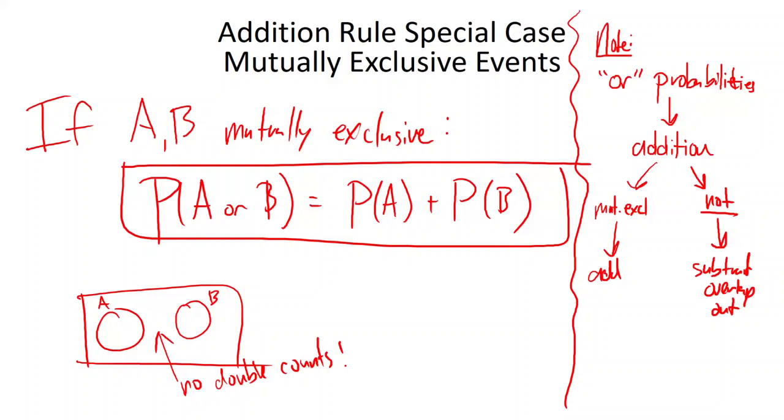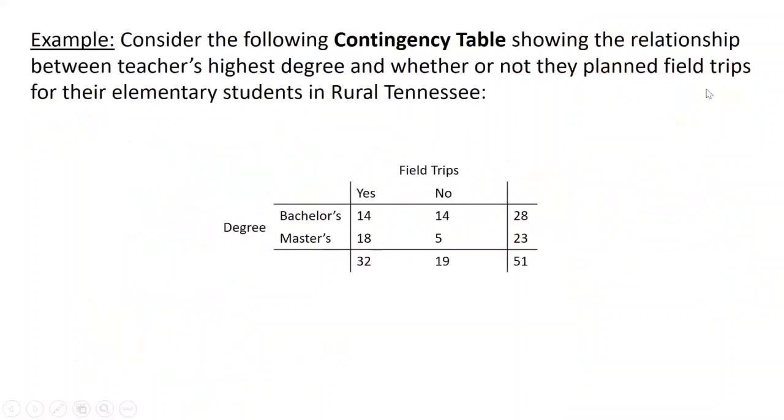Let's look at some other scenarios, how these ands can work. So back to contingency tables. We saw these last week, comparing two qualitative variables, right? The numbers in the middle describe two things happening at once. So 18 describes people that have master's degrees and took their kids on field trips, because this was comparing their highest level of education and whether or not they took their kids on field trips for some elementary schools in Tennessee. So 51 teachers total, and the margins only describe one thing. Like 32, that's the total number of teachers that went on field trips.